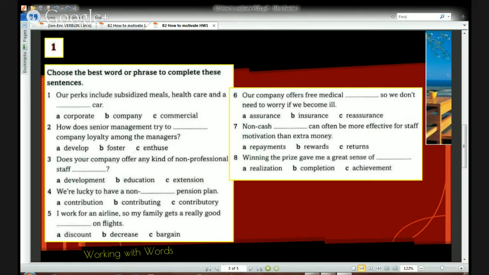To foster loyalty is the same, more or less, as promote. To promote loyalty, to foster loyalty. Clear? Yes. And that's a word that we read last week as well, last Tuesday in the text. So it was there, to foster loyalty, to promote loyalty. Okay? It's not like make stronger loyalty. It's different.